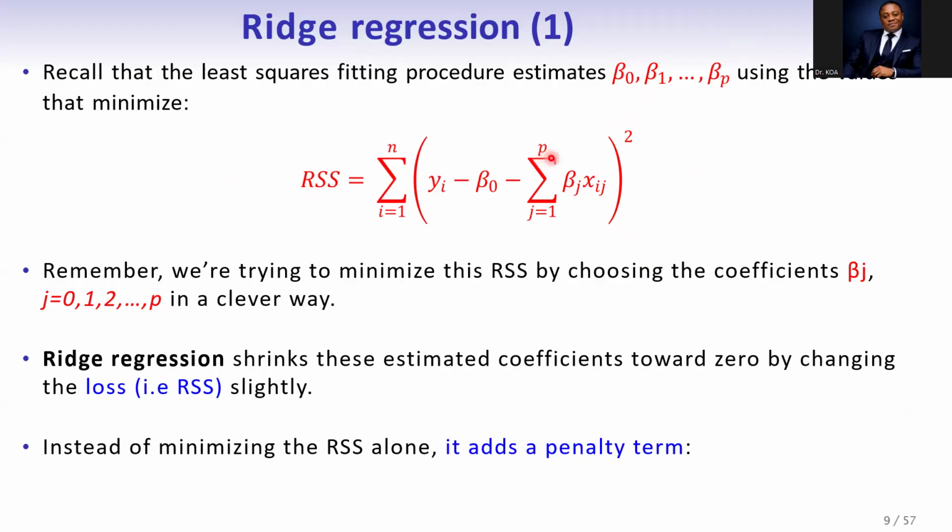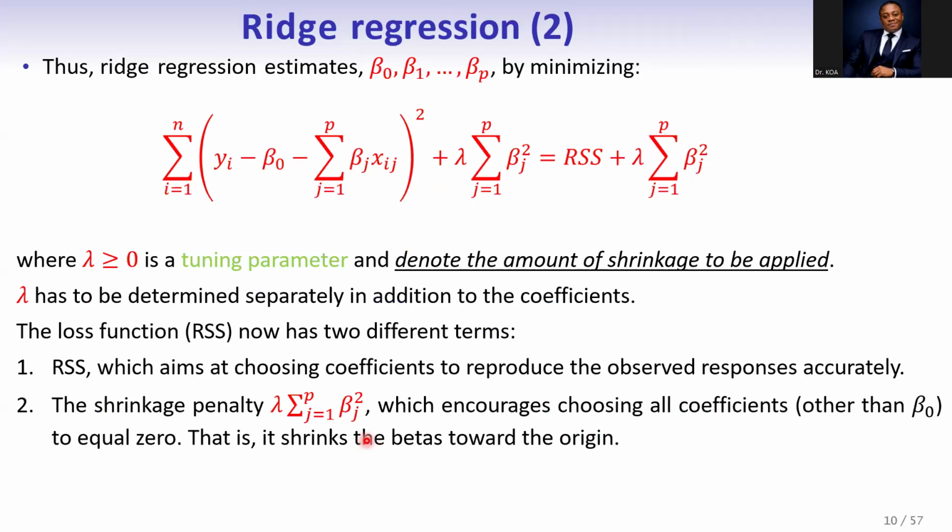Now, ridge regression will shrink these estimated coefficients. You see this one here? Ridge is going to shrink it towards 0 by changing the entire residual sum of squares. So instead of minimizing the residual sum of squares alone, it will add the shrinkage penalty. This is what I mean by adding the shrinkage penalty. It's not only taking the RSS, but it's adding the shrinkage penalty to it. And so you have to now minimize both the RSS, the residual sum of squares, as well as the shrinkage penalty.